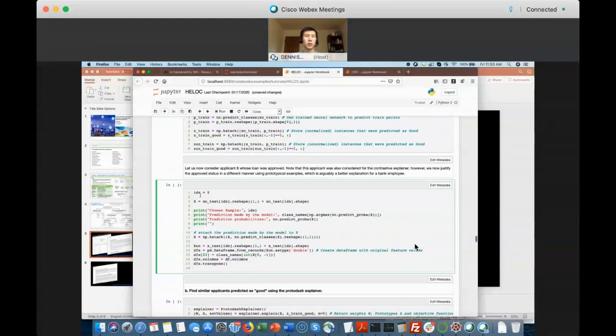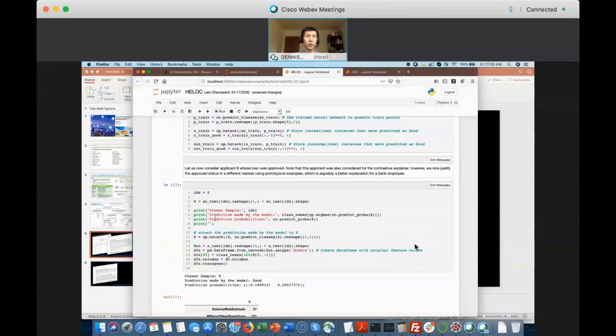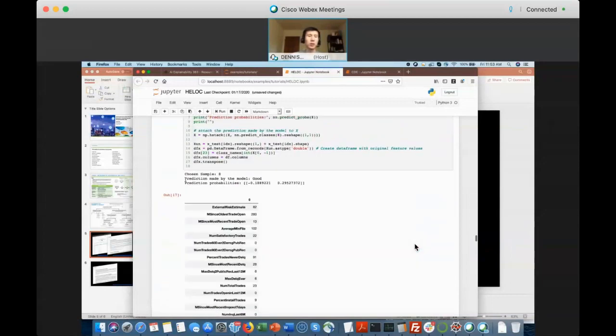Okay, so this particular applicant who was predicted as good, their index is 8. This, I believe, will just print their feature values and also their predicted probabilities. Okay, so here we see the prediction was good. These are the probabilities. I don't know why this number is less than 0, but perhaps this wasn't properly normalized. But in any case, this number for the y=1 label, the good label, is higher than the one for the bad label. Right? So this is a good candidate, and here are their feature values.